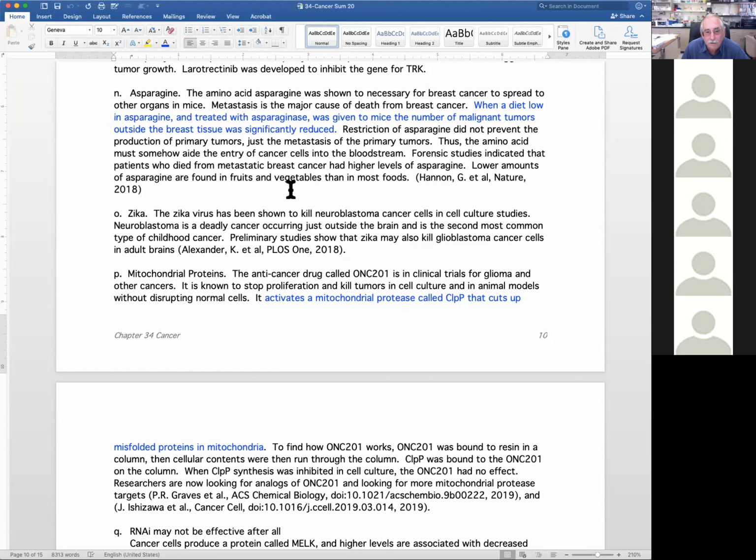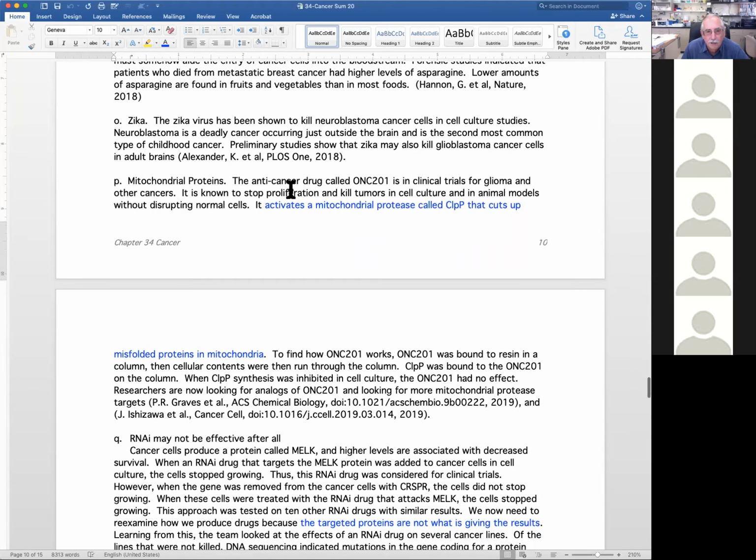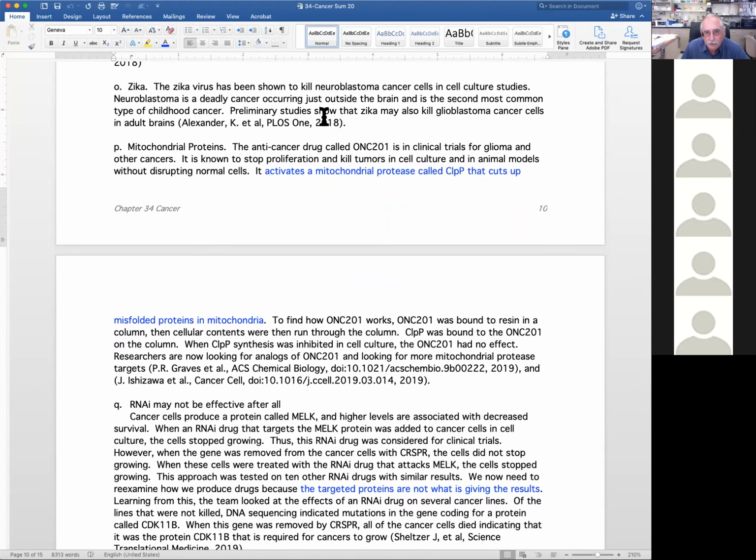So how does that work? Nobody knows. So the Zika virus was shown to kill neuroblastoma cells in cell culture studies. Neuroblastoma is a super deadly brain disease. I've seen people die from it very quickly. So that's just something they're looking at. The Zika virus obviously causes brain problems in babies and fetuses, but not in adults, right? So here you're going to treat an adult with this.